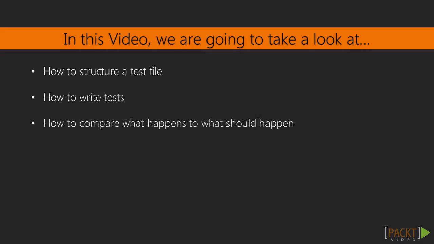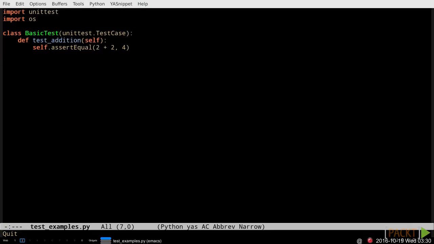Let's jump straight in. The unittest module contains a framework for performing automated unit testing. Most of that functionality is based around the unittest.TestCase class, which we will inherit from to create our own tests. In this example here, we see the basic features of a test case in action: test methods and assert methods.